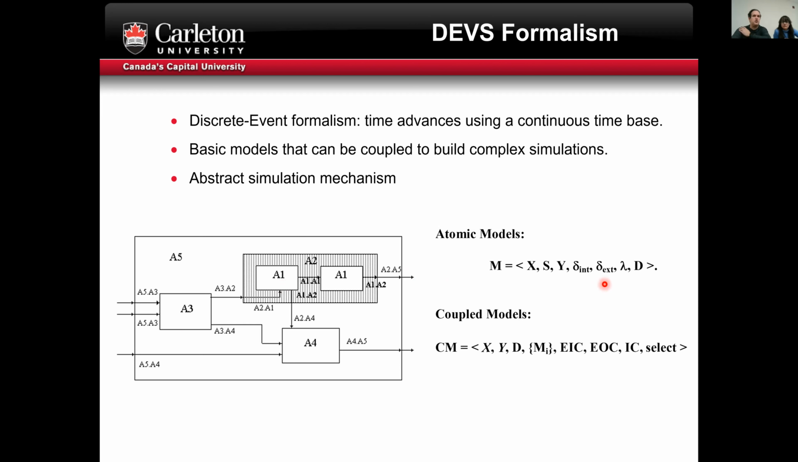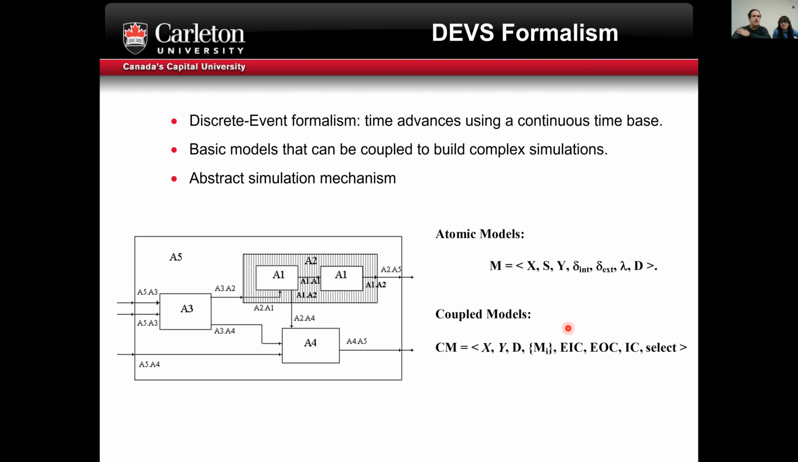The one that takes input is called external transition function. The one that generates output is called output function. The one that generates time, it's called the delay or time advance function. And the one that takes internal changes is called internal transition. You define these 4 functions working on these 3 sets, and your model is built.